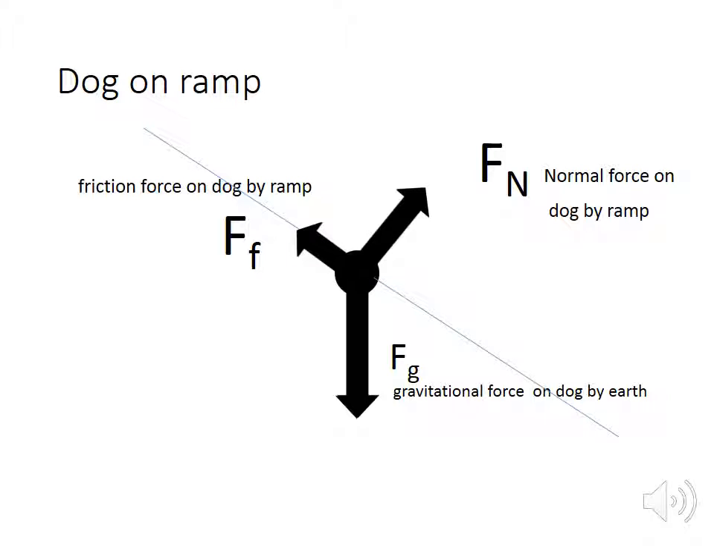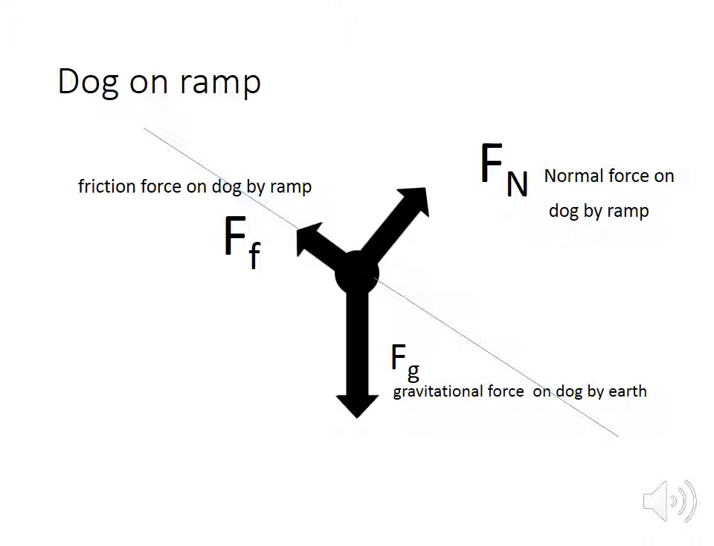So here's our force diagram. Again, notice that gravitational force goes straight down, and normal force is going off to the right, so perpendicular to the slanted surface. And then friction force is preventing the dog from sliding down the ramp. So if there was no friction, the dog would have slid down the ramp, but since there is friction, the dog is not sliding down the ramp. So friction force always points opposite the direction that they would be sliding.